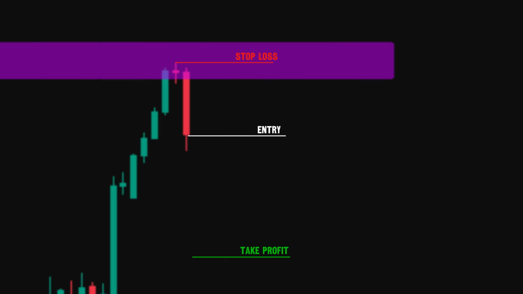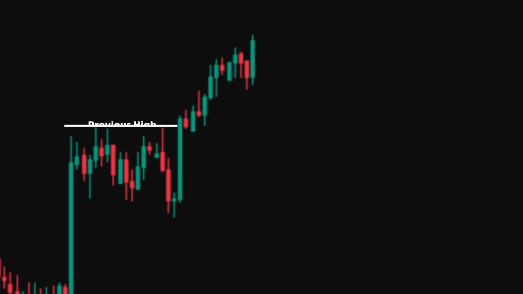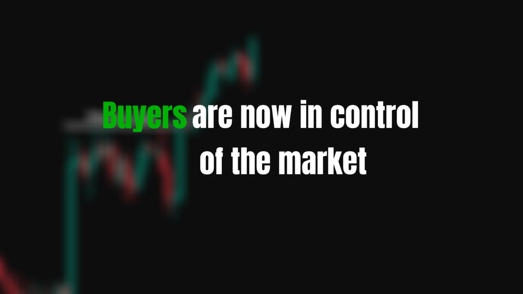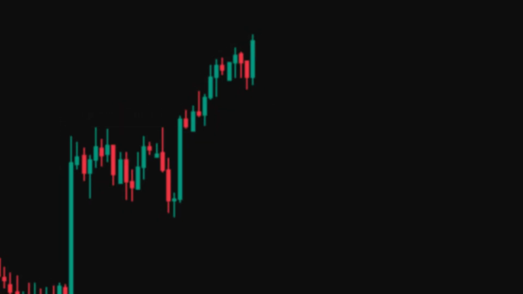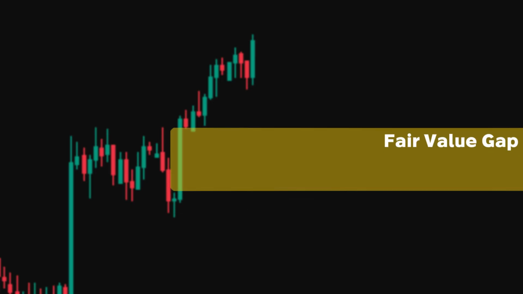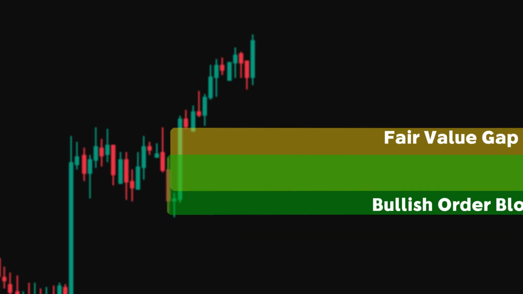Now let's move on to another example, this time focusing on a bullish engulfing pattern. Looking at the chart, we can see that price makes a strong move to the upside. And in doing so, it breaks above the previous high. This break of structure tells us one thing clearly. Buyers are now in control of the market. Now during this move, price leaves behind two key things, a fair value gap and a bullish order block. This is powerful because now we have multiple areas of interest where price is likely to return before continuing higher.